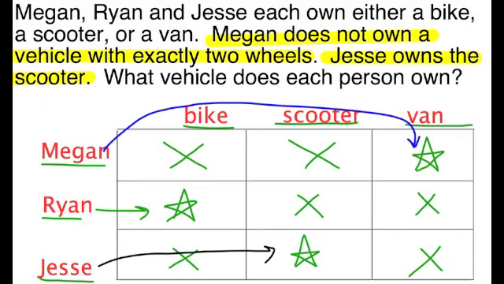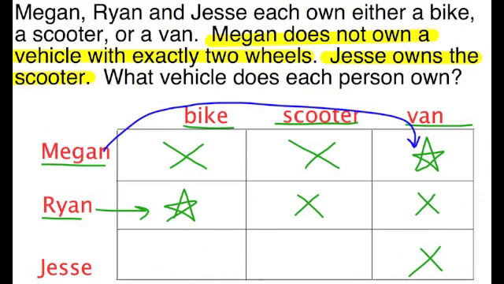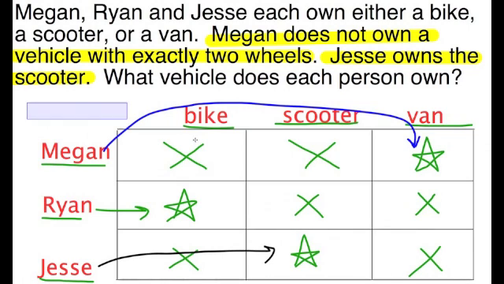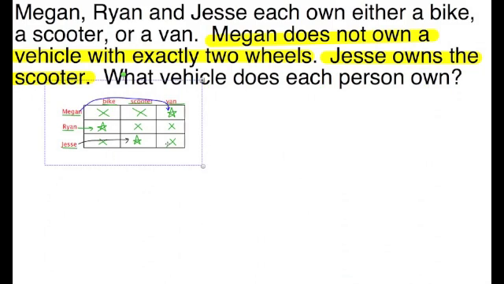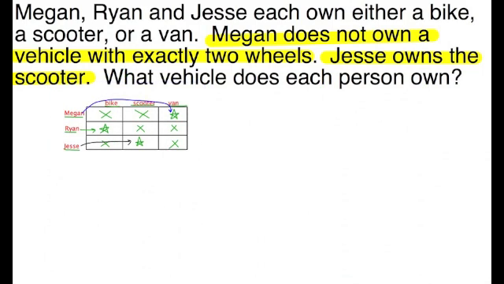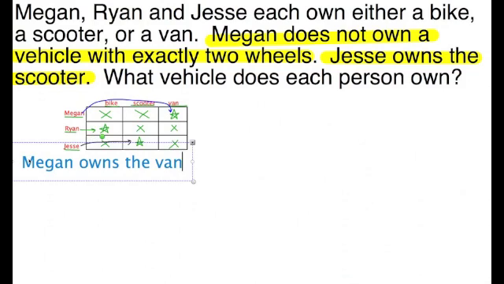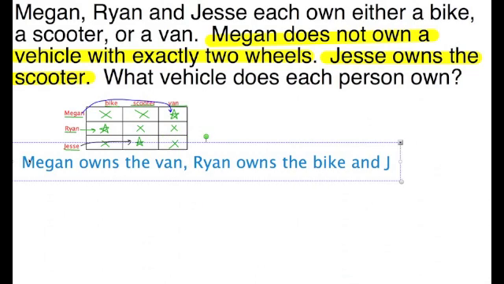Okay. So you're going to want to write it. Let me clean up my page. Let me shrink a couple things here. And then I'll give myself some room to write it. Okay, so you're going to want to go ahead and write out the answer. Megan owns the van. Ryan owns the bike. And Jesse owns the scooter.